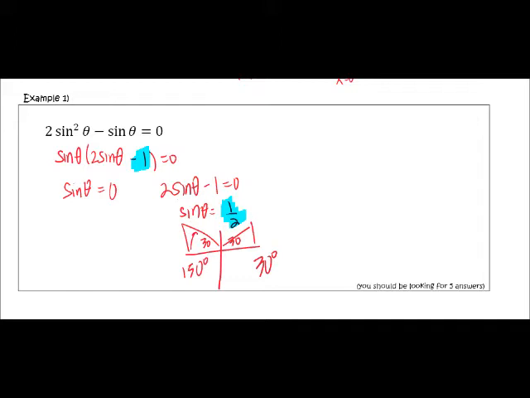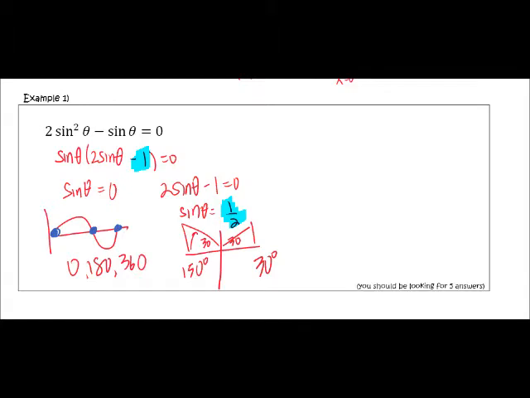Let's talk about sine theta equals 0. If you think about the sine curve, there's 3 places on here where this curve is at 0. At 0, 180, and 360. So 0, 180, and 360 are the 3 answers from this.